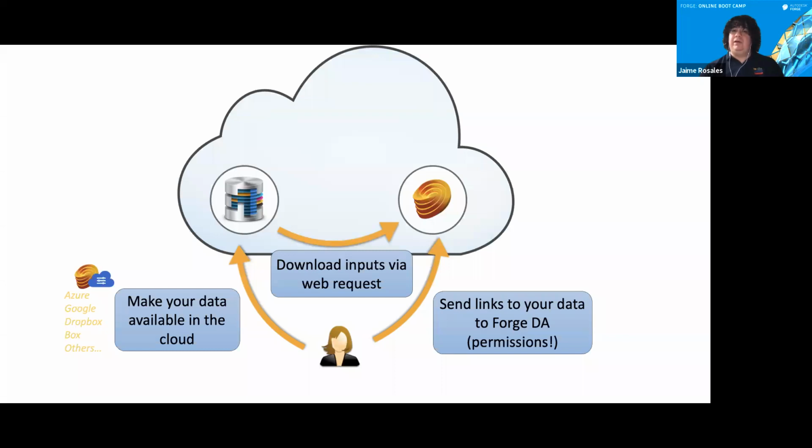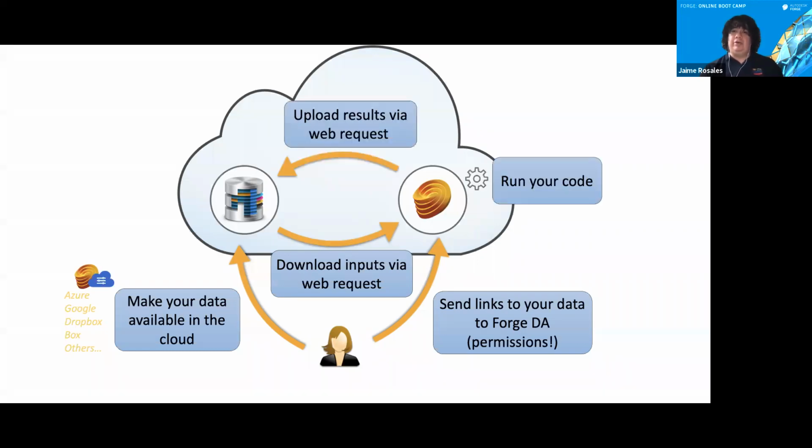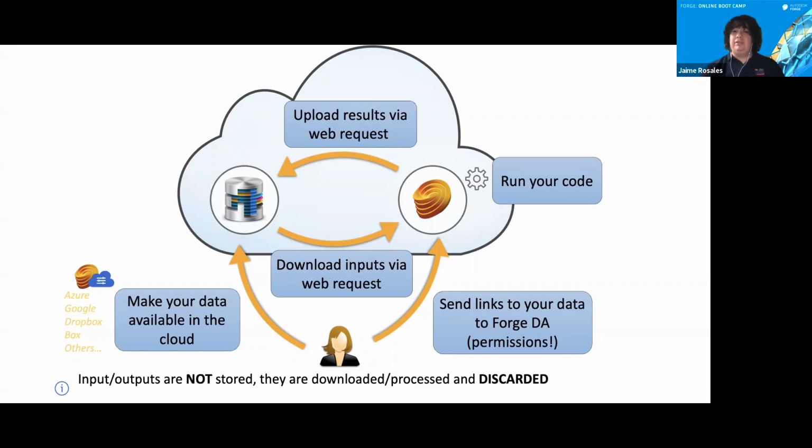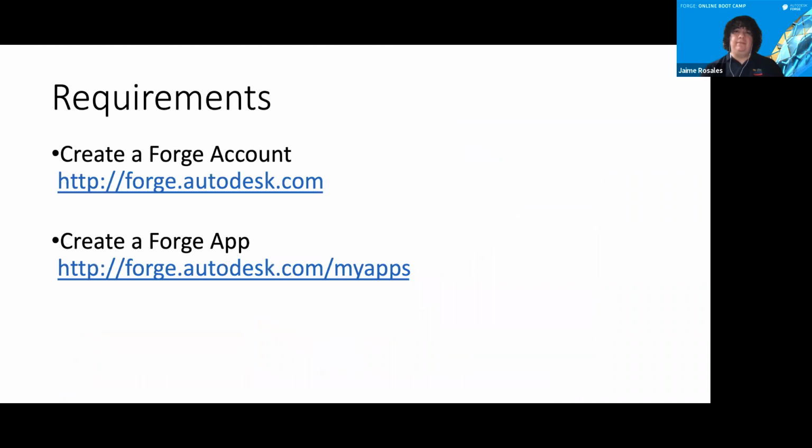We download those inputs via a web request, right? So using the API, we get back the inputs themselves. We run the code, we upload the result via a web request, and then we get back an output. Something to remember: inputs and outputs are not stored. Basically, they're just downloaded and processed and then discarded. You send something, it gets into the engine, runs, you get back something, and those two things are gone. But what stays on the server is the definition of what's going to happen with that, okay?